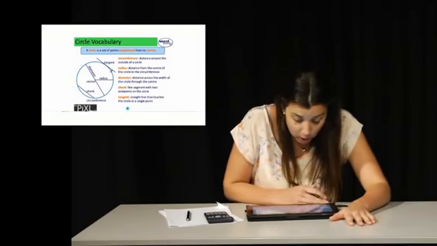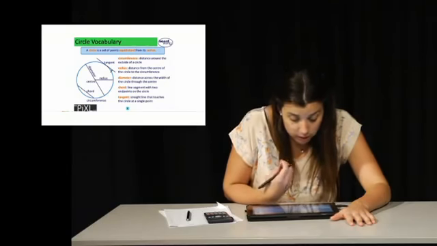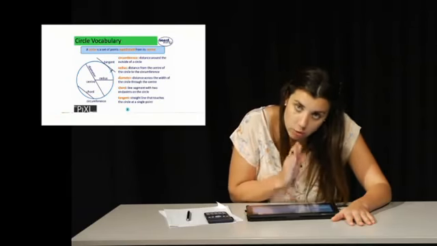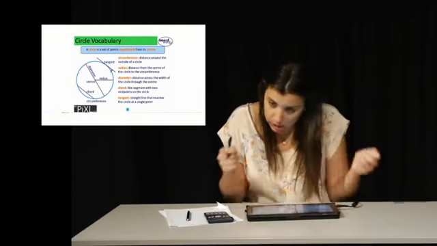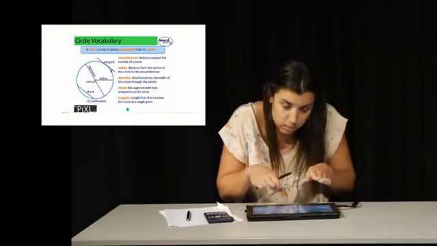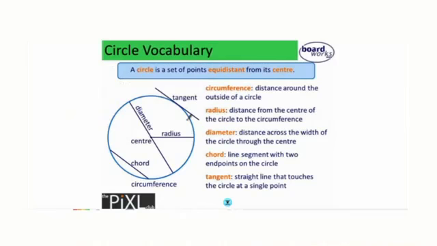We then have further two words. One is chord, which is the line segment with 2 endpoints on a circle. So it doesn't go through the centre. It just touches the circumference in 2 points, and it splits them into 2 segments. And the last one is a tangent. Now this is this special line that's not actually inside the circle. You can see it, it's up here. This is a straight line that touches the circle at a single point, just 1 point.